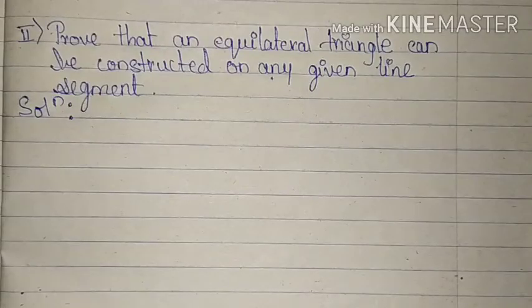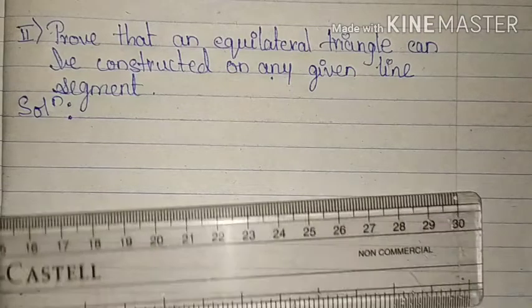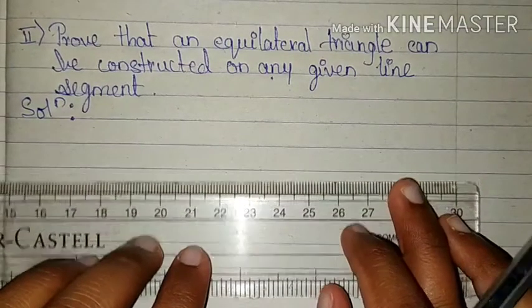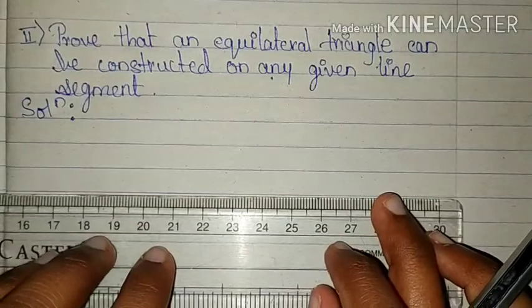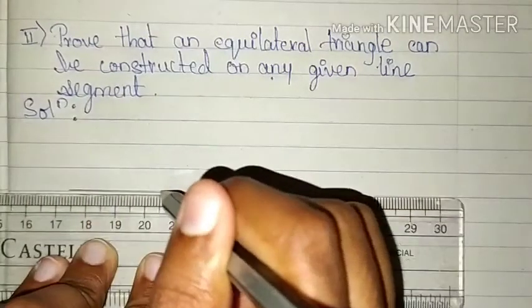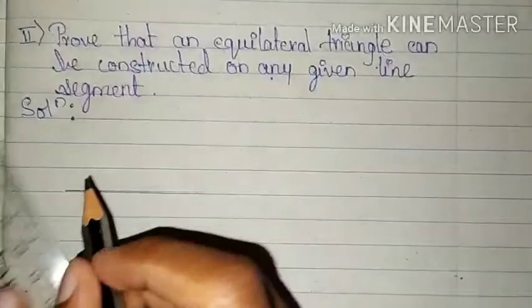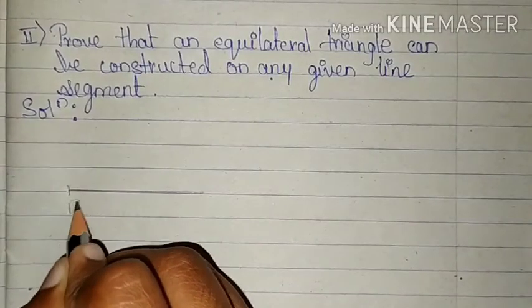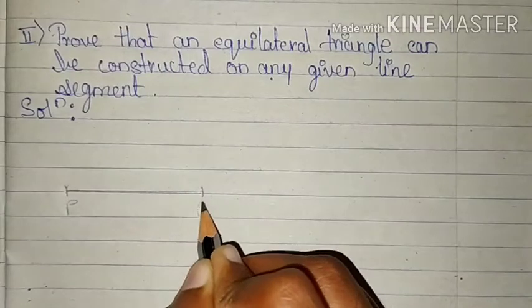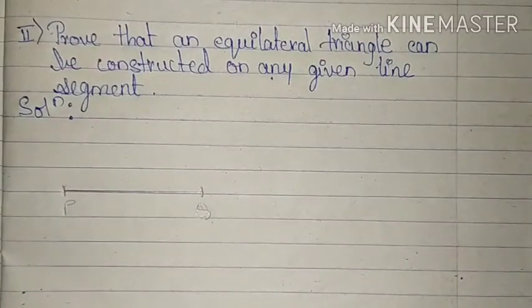In the second question, prove that an equilateral triangle can be constructed on any given line segment. So here we have to prove that an equilateral triangle can be constructed on any given line segment. First let us draw the line segment. So this is our line segment PQ. This is some line segment. We have to prove that we can construct an equilateral triangle on this line segment.